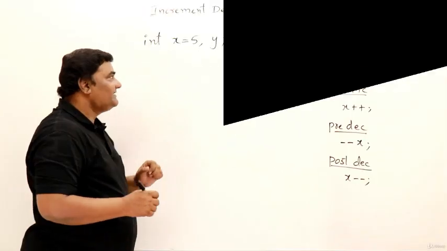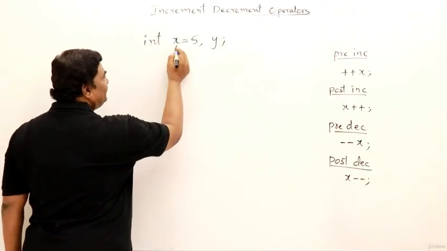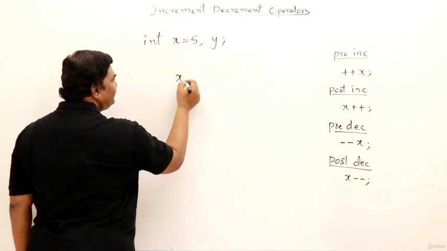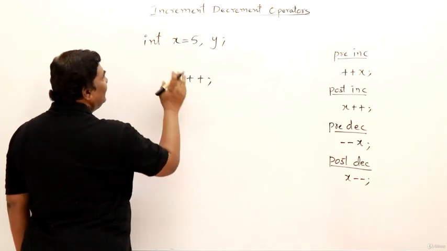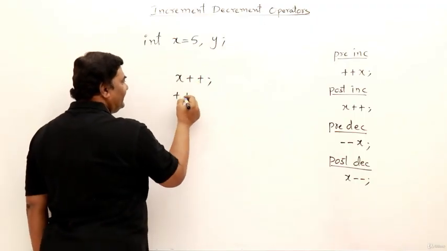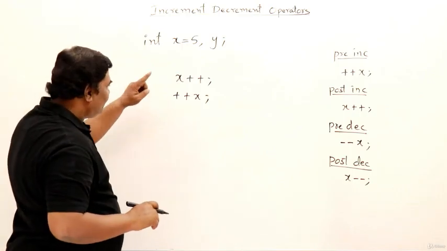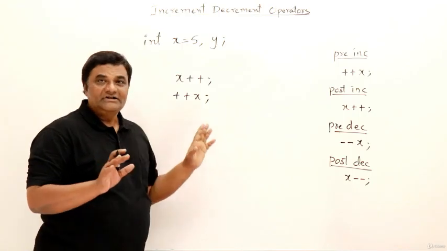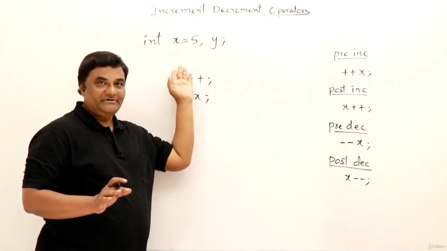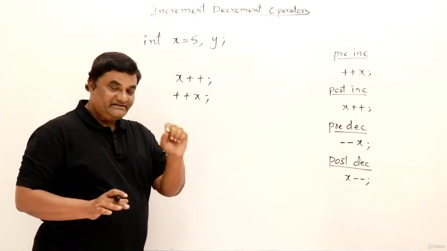So here I have an example. Let us understand pre-increment and post-increment. I have a variable x having value 5. Then if I say x++, then x becomes 6. Even if I say ++x, then also x becomes 6. Whether I write like this or like this, both have the same meaning. Either pre-increment or post-increment, whatever the statement may be, the result is the same.